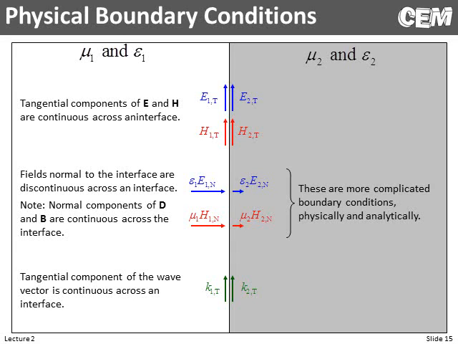We're going to describe waves with a wave vector. It's a vector pointing in the direction the wave is moving. We're going to call that K. The tangential component of that is also continuous across the interface. We're rarely going to use this normal component thing. So everything else, just remember: tangential components, continuous across the interface. And that's what we're going to use 99% of the time.